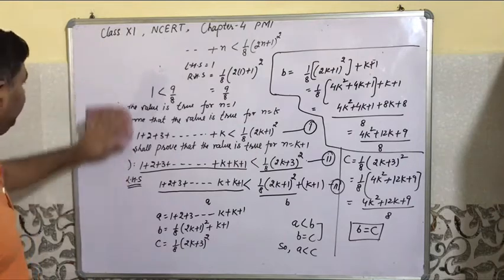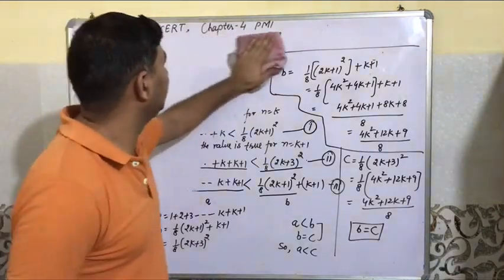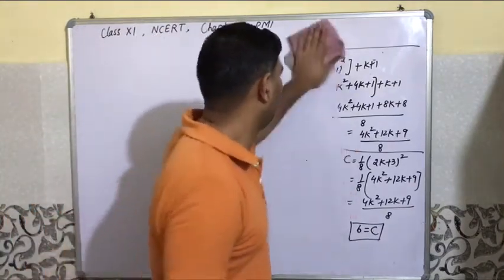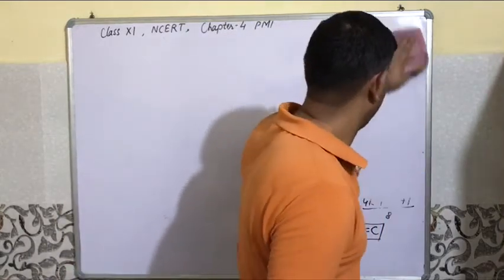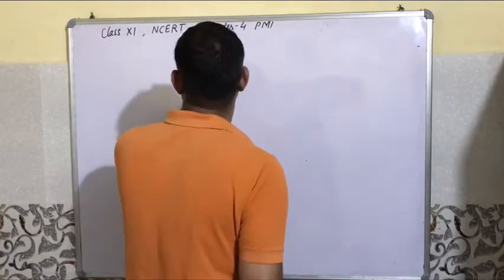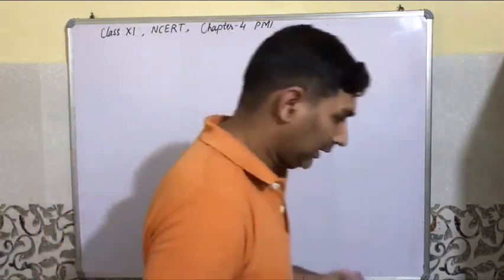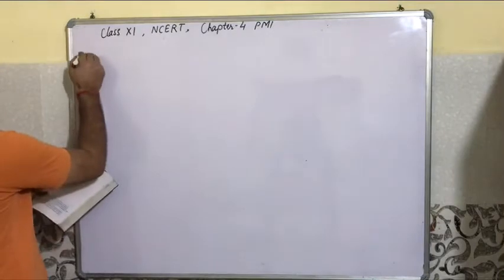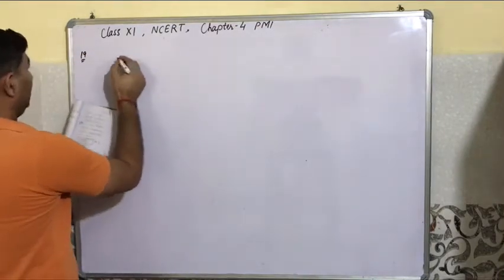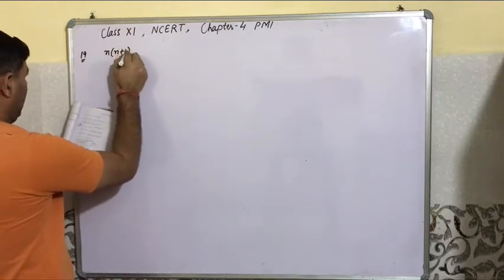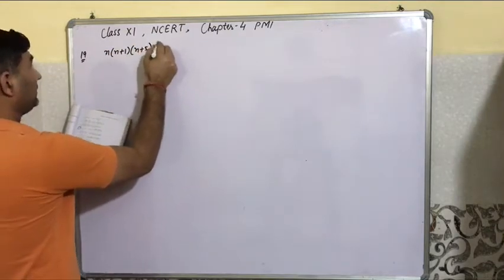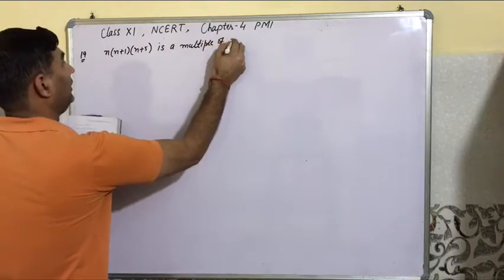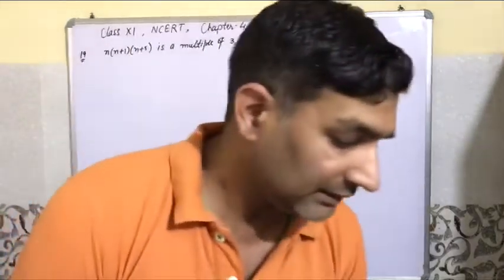And then this was with the signs of inequalities. Now let's do the multiple questions. Multiple of 3, multiple of 5, multiple of 8, multiple of 10, multiple of 11, this kind of questions will come in front of you. And then the question is, question 19, the most important question of this exercise: n into (n plus 1) (n plus 5) is a multiple of 3.